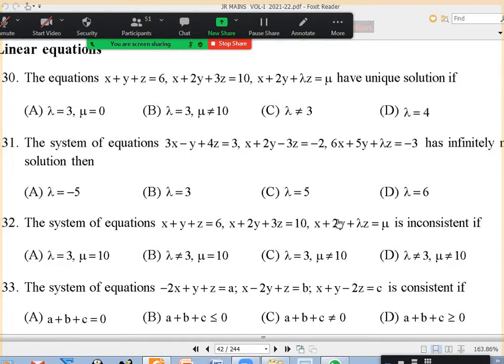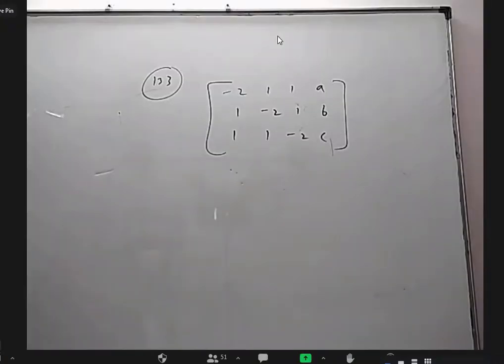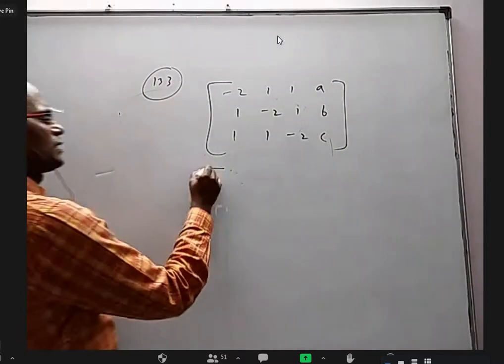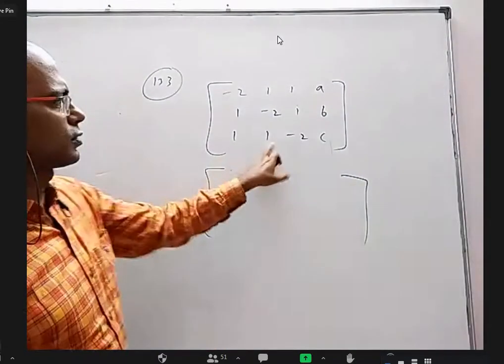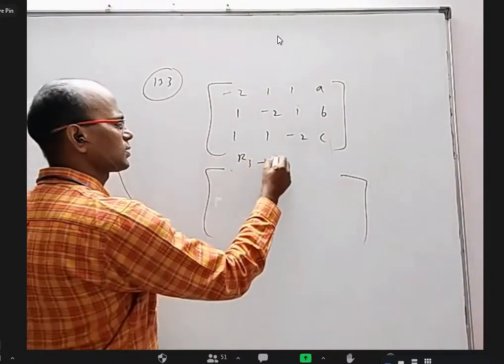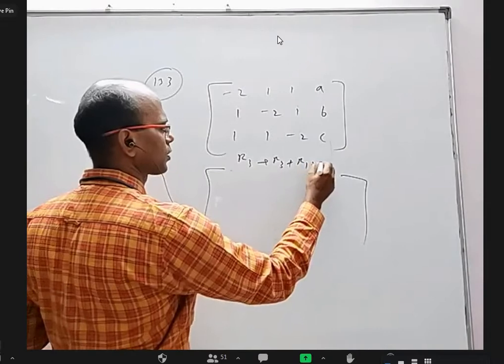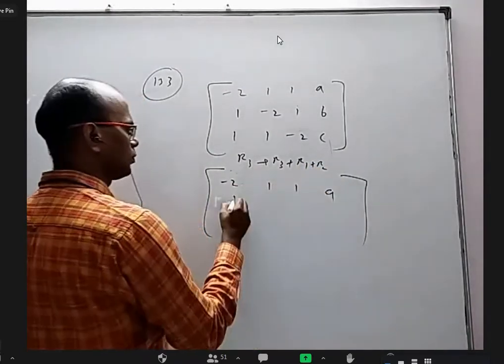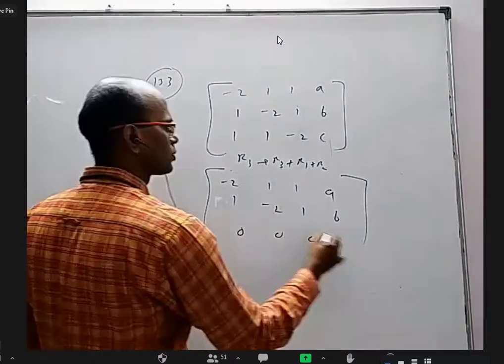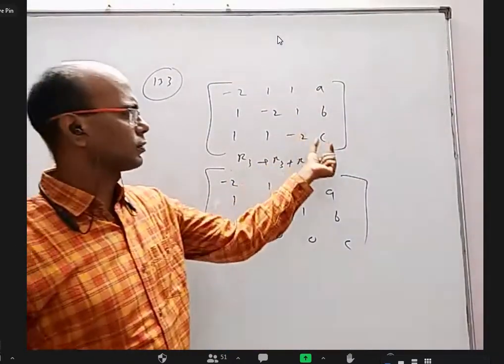Okay, 133. I want to directly write the augmented matrix. -2, 1, 1, A. 1, -2, 1, B. And 1, 1, -2, C. Actually, very easy to see. When you add all the rows, you'll get 0, 0, 0. So simply write R3 as R3 plus R1 plus R2. -2, 1, 1, A, 1, -2, 1, B, 0, 0, 0, C. Sir, A plus B plus C, sir. Correct. Thank you.